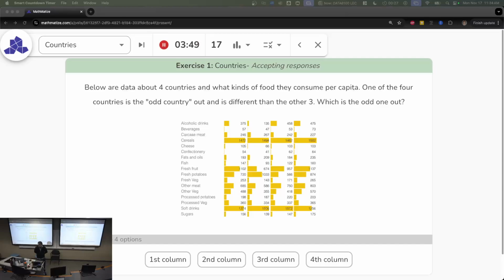Okay, so we have our 4 countries that are listed here, and we know the amount of different types of food they have in each one. And the question is, which one's the odd one out?